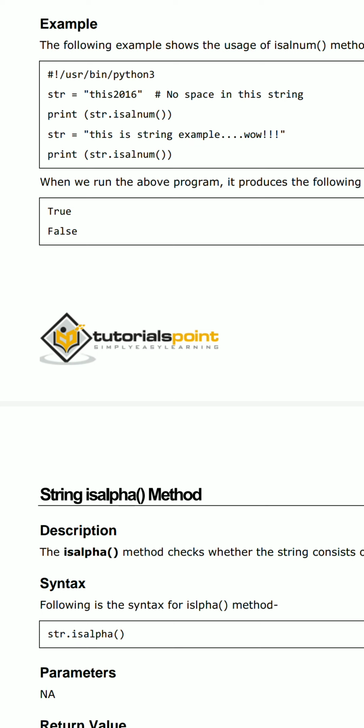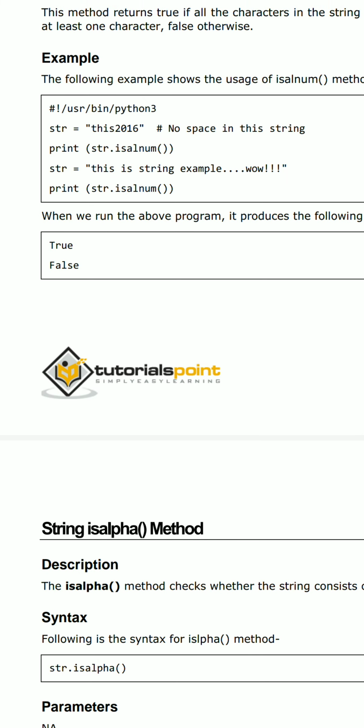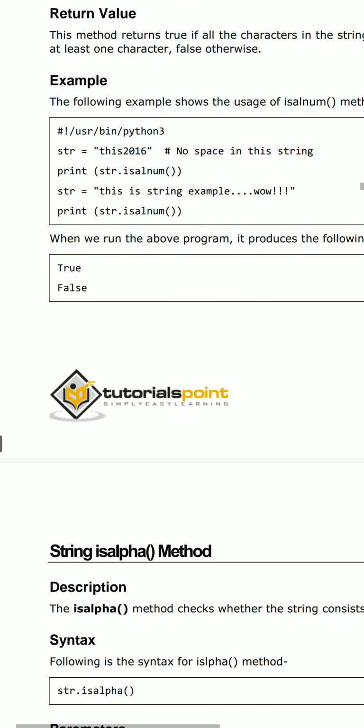Next, I have taken a small print statement and then another string, which is "this is string example", and printed its string dot isalnum result. So I have taken two strings: the first one is this2016, and the other is this is string example. I performed the isalnum method on both strings, and the results are as follows.